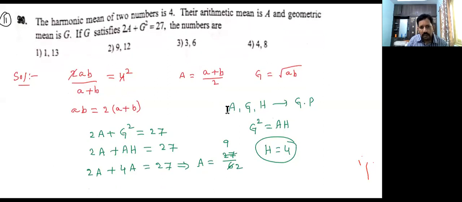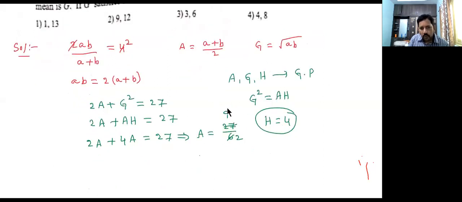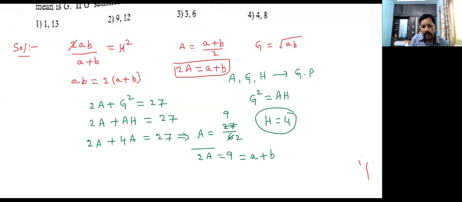Now 2a, that is equal to how much? 9. 2a is equal to 9. Here see that, what is 2a? 2a means a plus b. 2a means a plus b. So this is a plus b. That value should be 9.